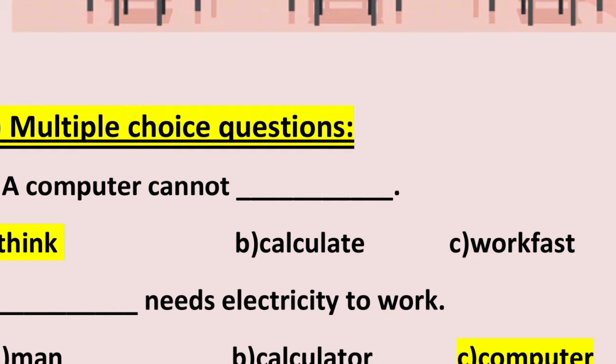First one: a computer cannot think, calculate, work fast. The correct answer is: a computer cannot think. Why can a computer not think? Because it is a non-living thing. Okay, students? So write down think. T-H-I-N-K. Think. A computer cannot think.